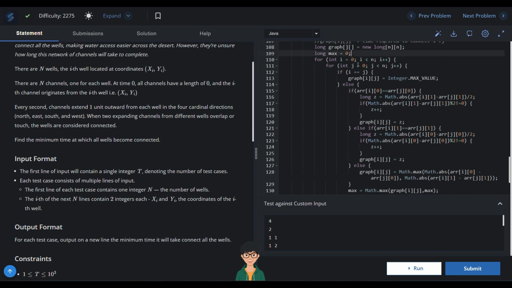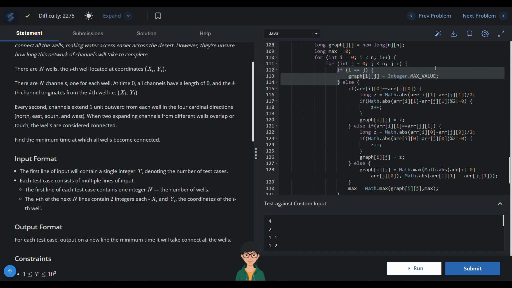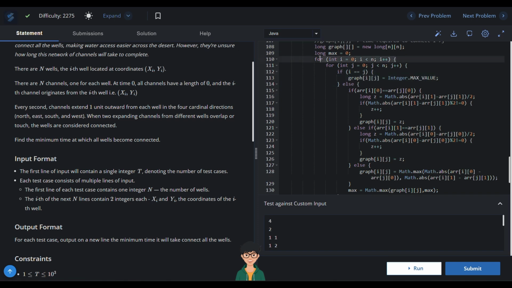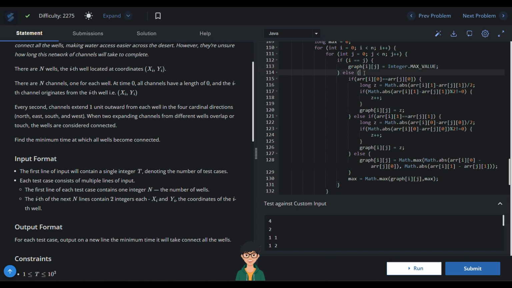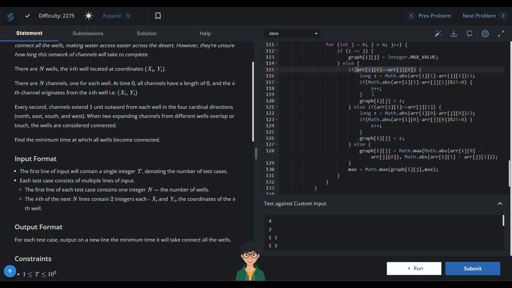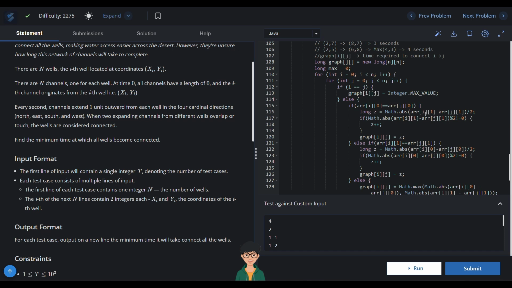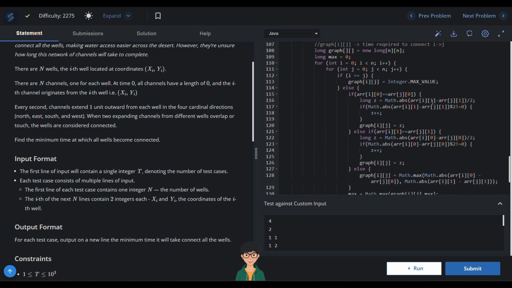So what I will do is traverse with the first loop for I and the second loop for j. If the vertex is the same, I will just continue. Else, if the y axis is the same, I will do what I have done here: take the absolute value of the difference between the y coordinates and divide it by 2.